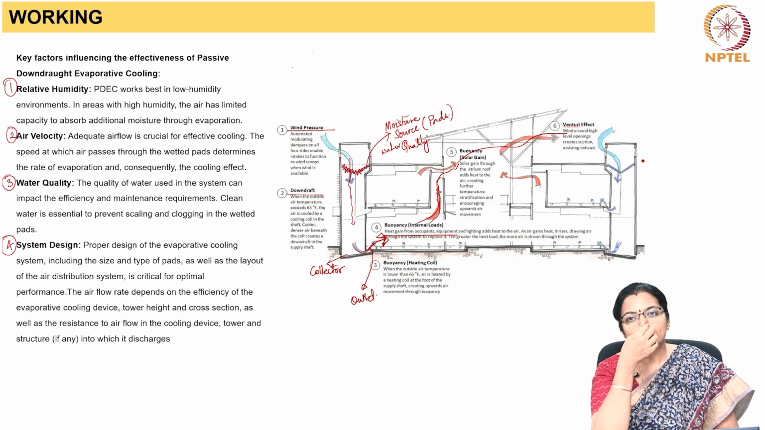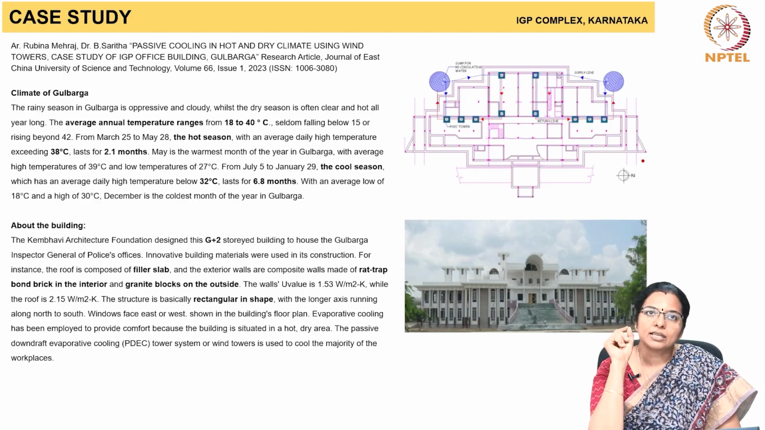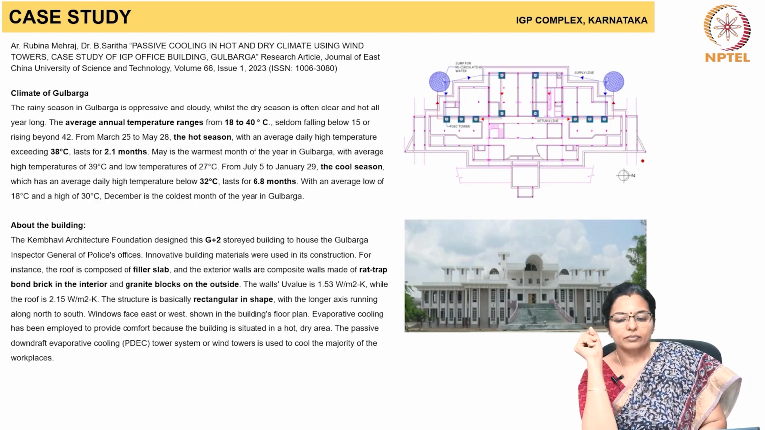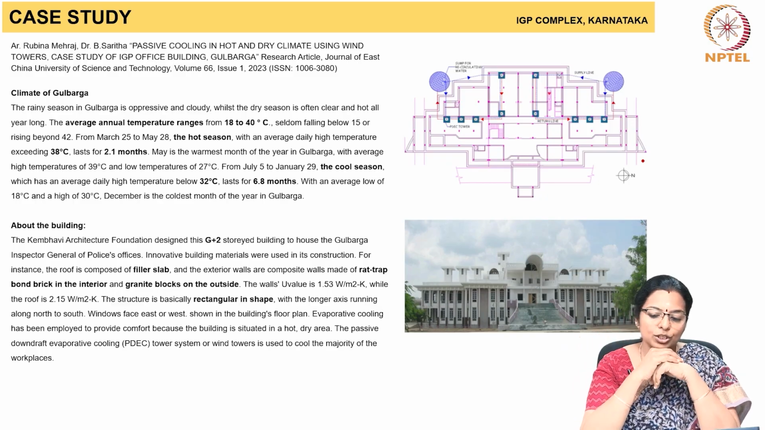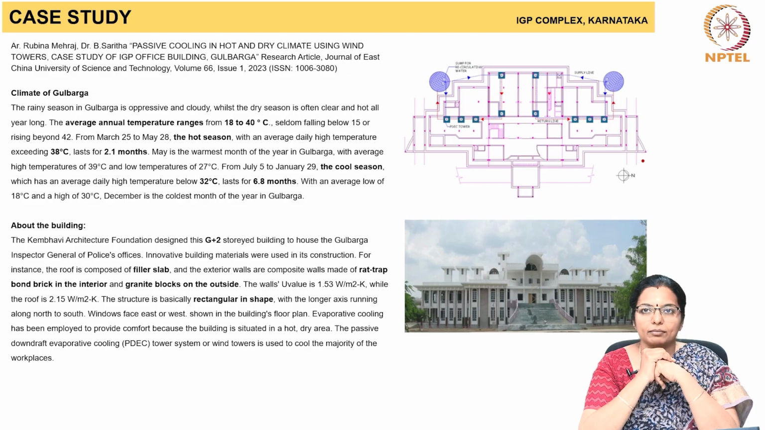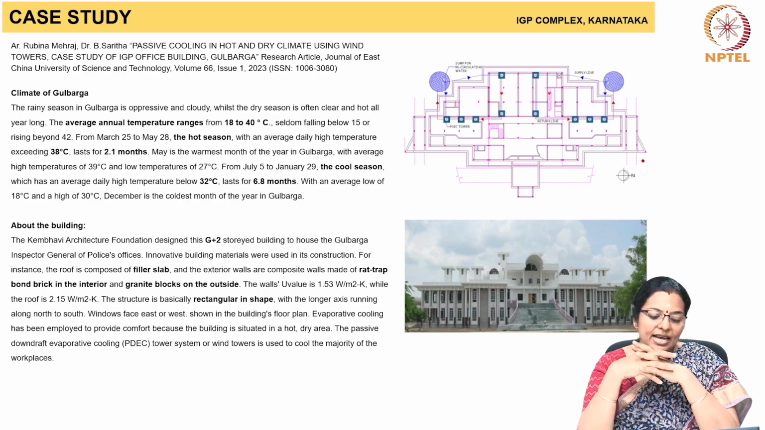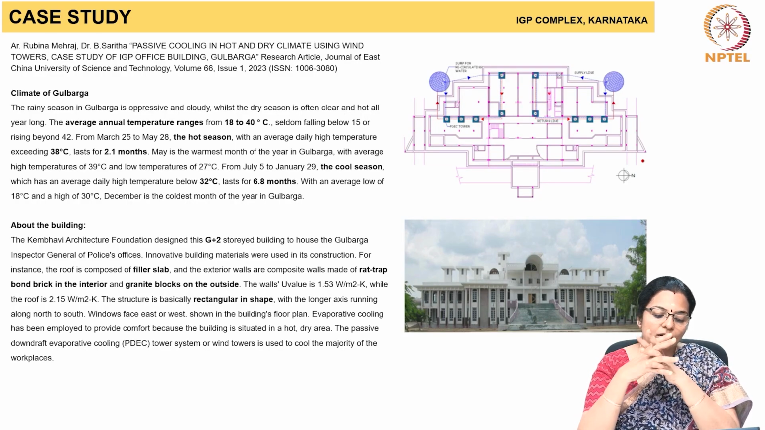Let us now look at some case studies where this PDEC has been used. The first case study we will see today is the PDEC used in the IGP building at Gulbarga. The climate of Gulbarga has a rainy season which is oppressive and cloudy, but it has a dry season which is often clear and hot for a long period of time.